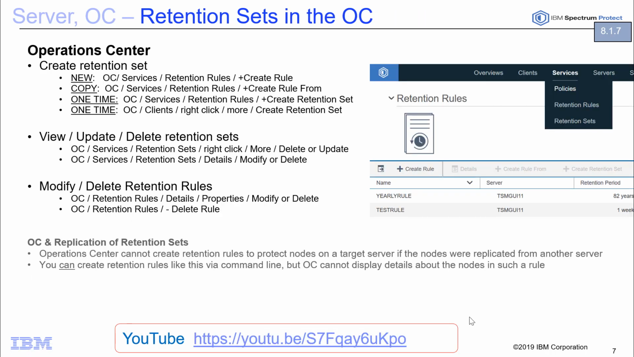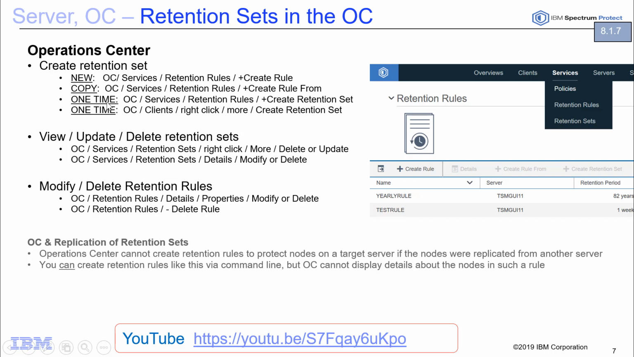The Operations Center is the easiest place to set up retention rules and take a look at retention sets. When we create the retention set, if you go into Services and Retention Rules, you can click on plus Create Rule, and that will create a new rule. We also have the ability to copy an existing rule. So if you were to select an existing rule and click on this plus Create Rule From, you could create a similar rule. Maybe you change something like the nodes that were in that group, or maybe the retention period or whatever. But that's an easy way to create a similar rule.